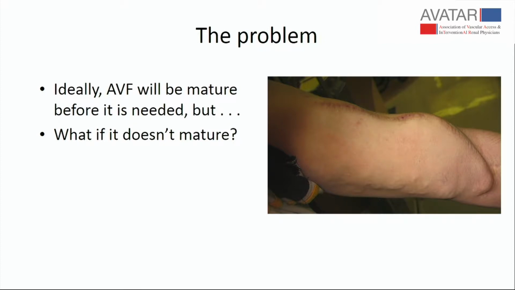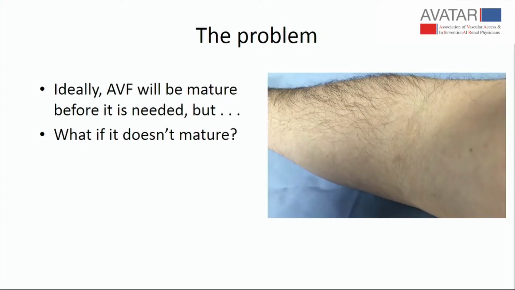So here's the problem. Ideally, a fistula will be matured before it's needed, but what if it doesn't mature? And you have to figure out what's going on with this access. We've talked a lot about using ultrasound to evaluate the stenosis, and you can probably do that with modern ultrasound quite a bit these days. But what if you get an arm like this? And this is unfair because this is my arm and I don't have a fistula, okay?